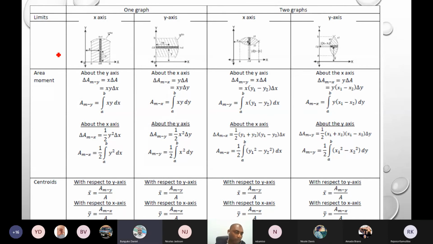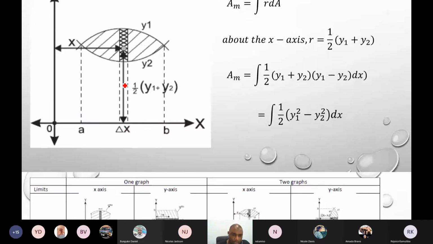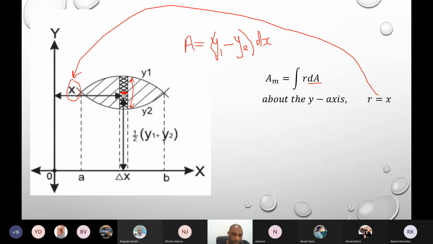Okay, so remember what I was explaining to you? Sorry, sir. I didn't get you well when you say if you are looking for the moment area about x-axis. I was just explaining what you're doing in the previous slides. Let's just go back one moment. If you look at, you see here, although there are two graphs, if I'm looking for area moment about the y-axis, my r will be x from this graph here.